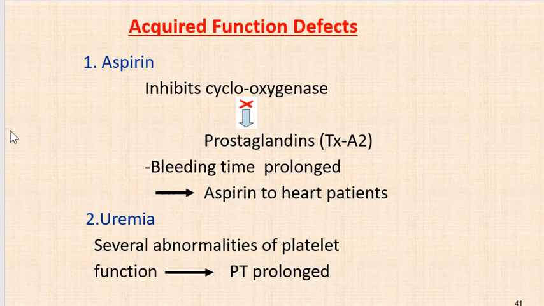The second condition is uremia. In uremia, that is in conditions of raised urea level in the blood, several abnormalities of platelet function are produced, which lead to prolonged bleeding time. So in this condition, there is a little increased excessive bleeding.